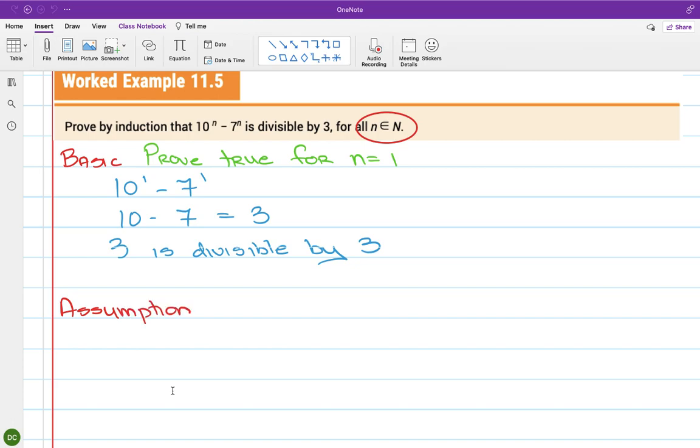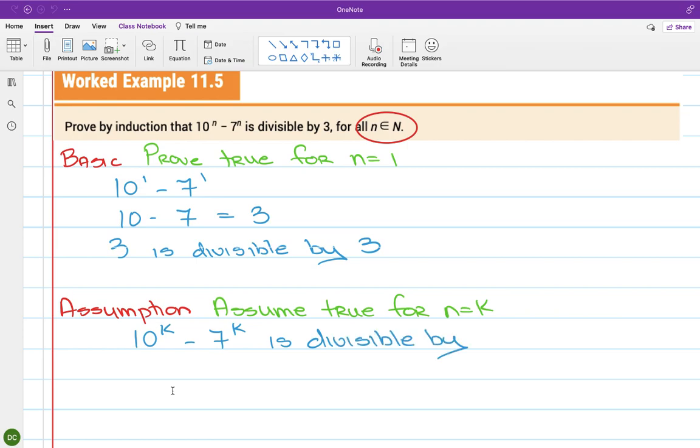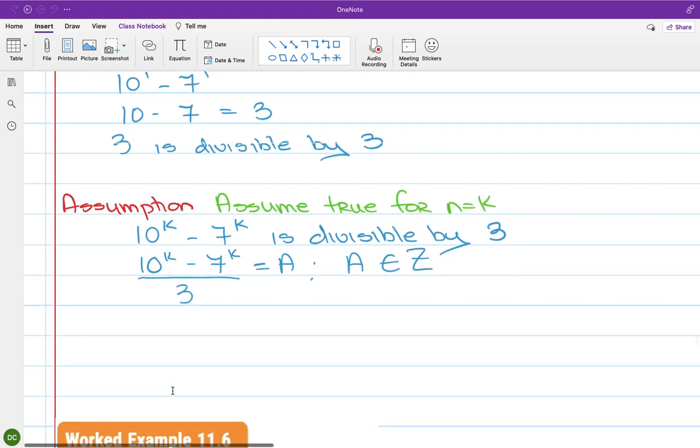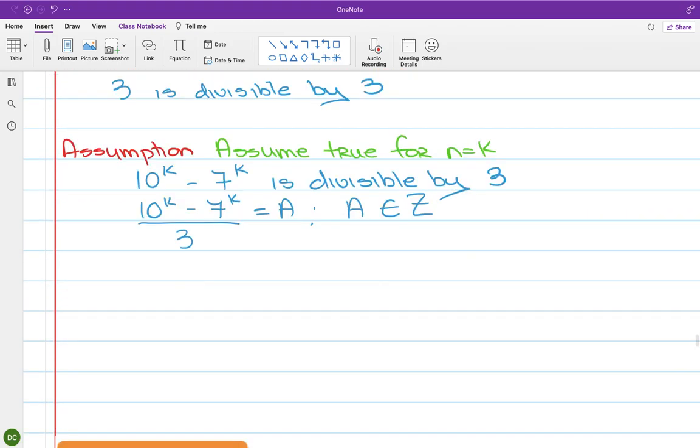So then the assumption again is assume that the statement is true for n equal to k. So that gives me 10 to the k minus 7 to the k is divisible by 3, which means (10^k minus 7^k) divided by 3 equals a, where a is a whole number. Okay, so then the inductive step.